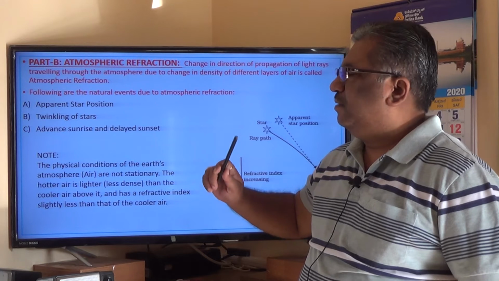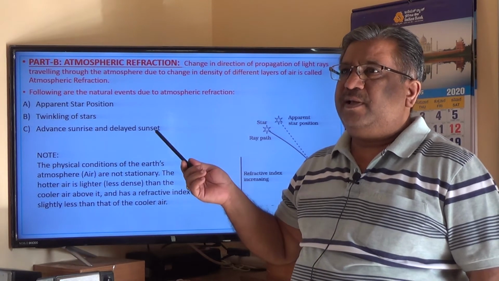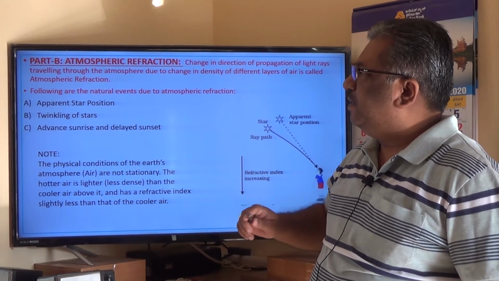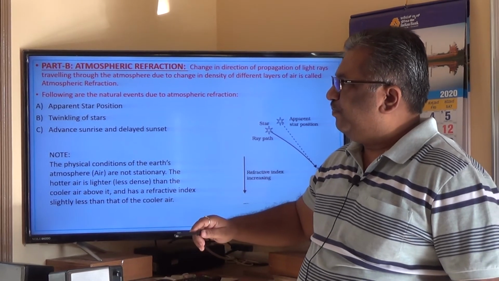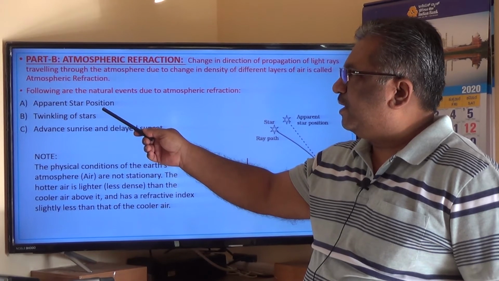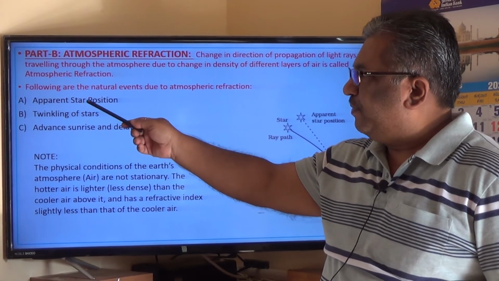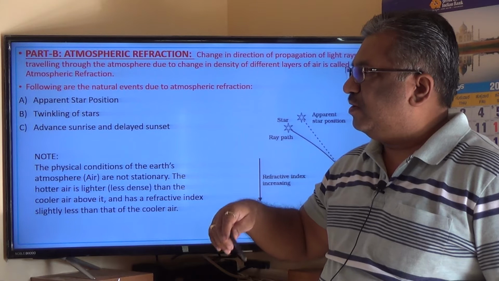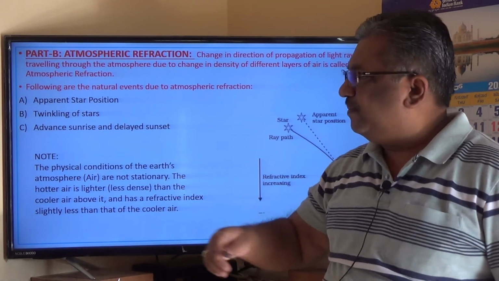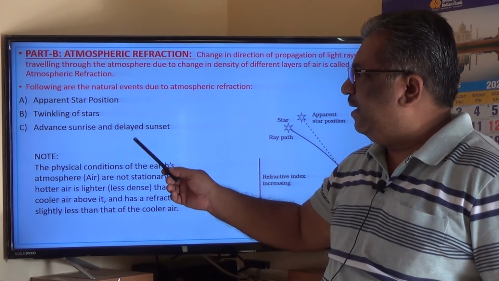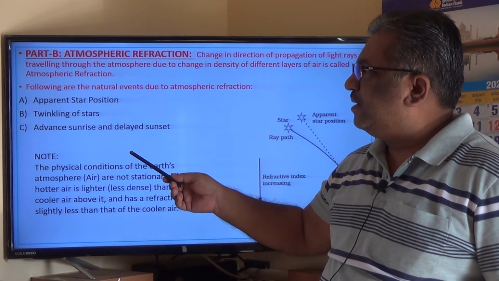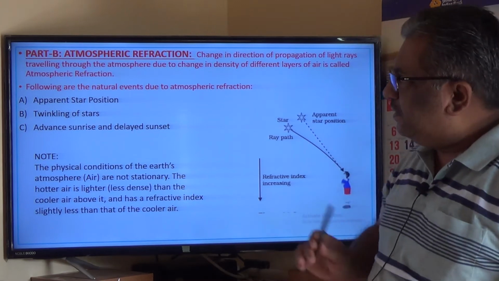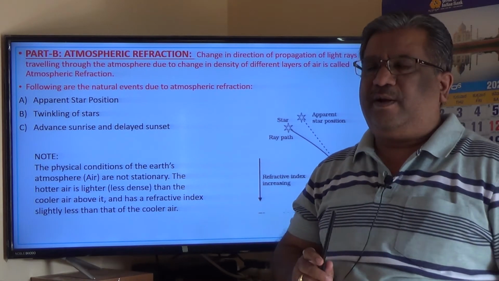Part B, Human Eye and Colorful World. Part B pertains to the colorful world and atmospheric refraction. Today we will see atmospheric refraction and also certain natural phenomena that are explained by it. Those are the apparent star position, which is different from the actual star position, and twinkling of stars. Why do stars twinkle but not planets? Advanced sunrise and delayed sunset. These phenomena we'll see are due to atmospheric refraction. One important thing you should know before we study.